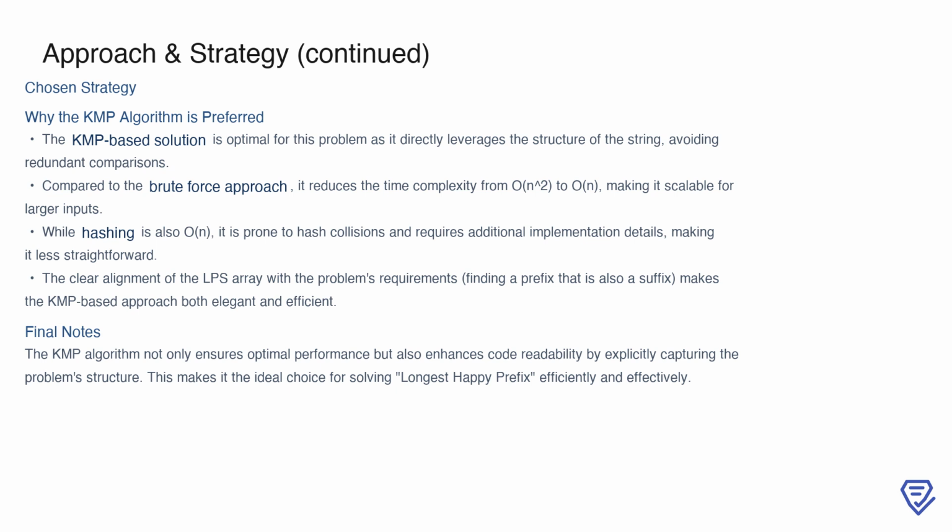Furthermore, the LPS array directly aligns with the problem's requirements, as it captures the relationship between prefixes and suffixes explicitly. This alignment enhances both the clarity and readability of the solution, making the implementation more intuitive. Overall, the KMP algorithm not only ensures optimal performance but also provides a clean and structured way to solve the problem. For these reasons, it is the most effective and practical strategy for finding the longest happy prefix.